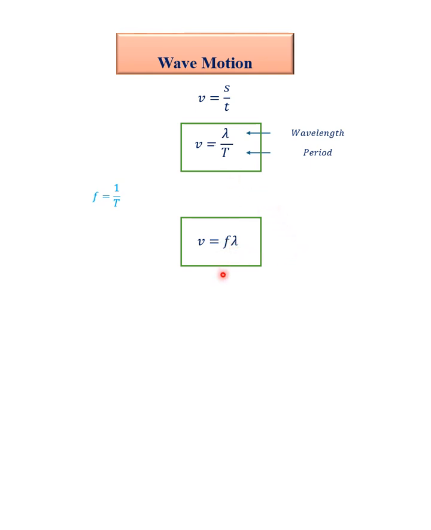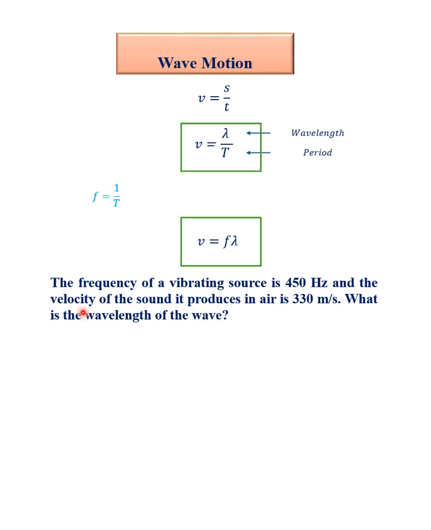Now that we know this, let's try a simple exercise. The frequency of a vibrating source is 450 Hz, and the velocity of the sound it produces in air is 330 meters per second. What is the wavelength of the wave? Let's sort the parameters out quickly. The frequency is given as 450 Hz. The velocity of the sound is given as 330 meters per second. We are told to calculate the wavelength, lambda.